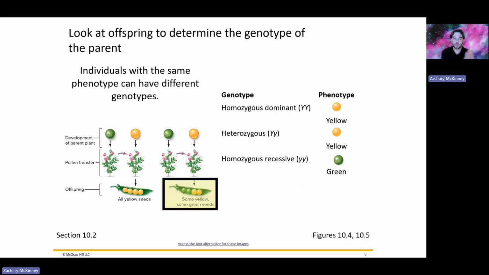So looking at the offspring can determine, again, the genotype of the parent. Individuals with the same phenotype can have different genotypes. So you can have, for example, here, yellow seeds. Well, this yellow plant is producing all yellow seeds. This yellow plant is producing some yellow and some green. So that should tell you something about the genotype of this yellow parent here, that if they are not producing all yellow seeds, or they're producing some green seeds, something's not quite right. And so what that means is that they're probably homozygous or heterozygous. We have to start looking at these kinds of terms now.